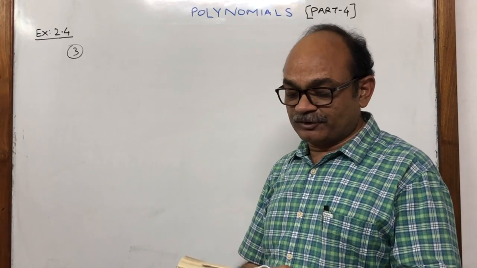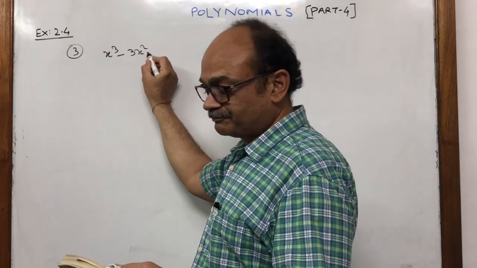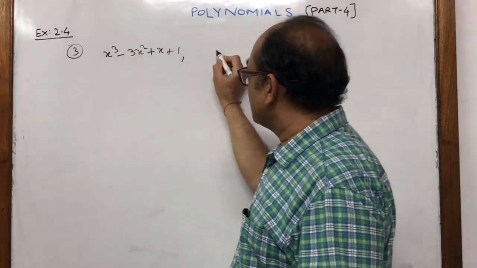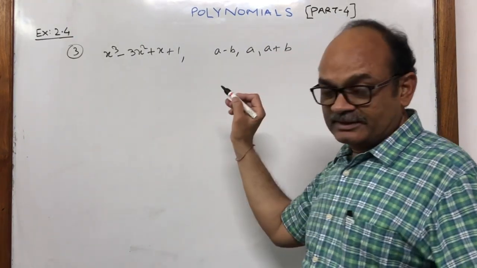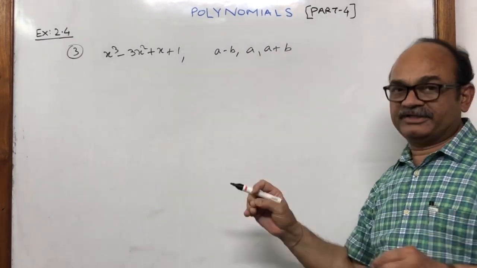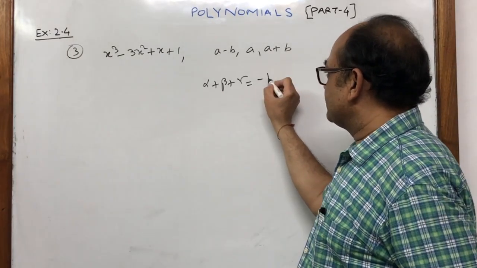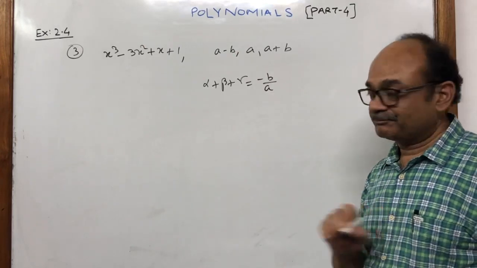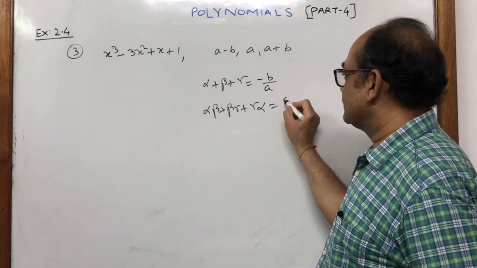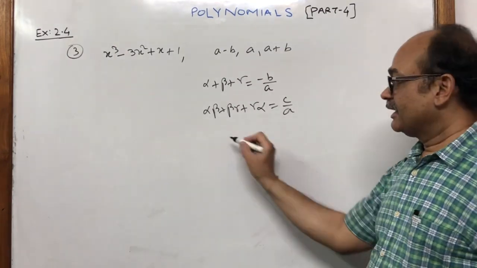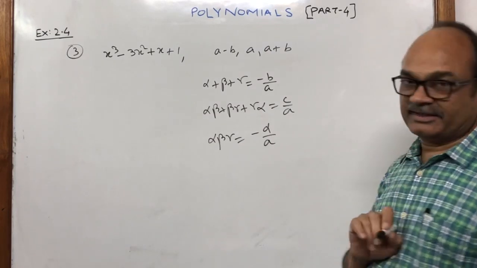If the zeros of the polynomial x cube minus 3x square plus x plus 1 are a minus b, a and a plus b. Just like these three are alpha, beta and gamma. You know the formulas: alpha plus beta plus gamma is minus b by a; alpha beta plus beta gamma plus gamma alpha is c by a; and alpha beta gamma, the product of all these three, is minus d by a.